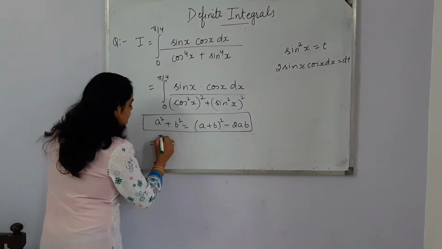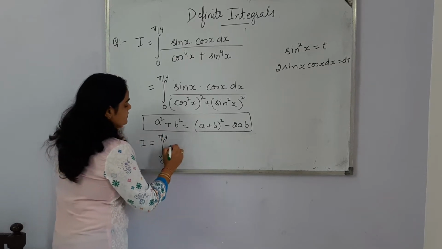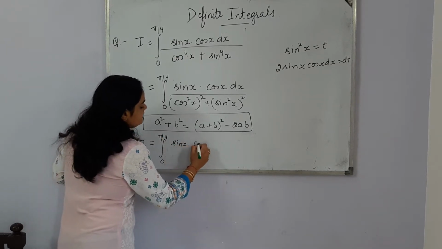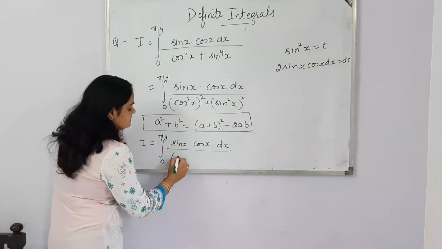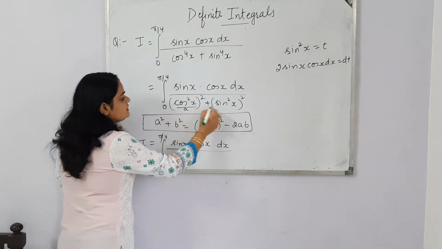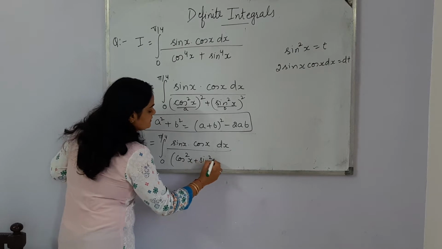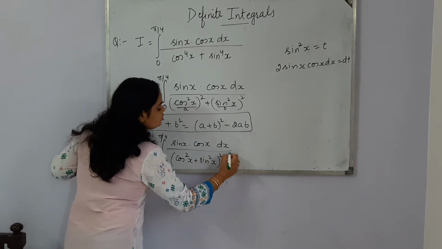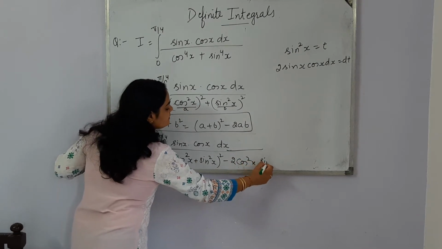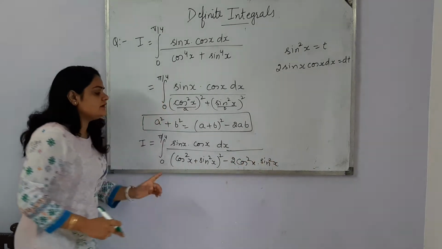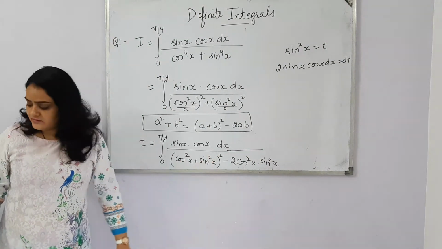So 0 to pi by 4 sin x into cos x dx, and what is a? A is cos square x and b is sin square x. So cos square plus sin square x whole square minus 2ab. What is a? Cos square x, and b is sin square x. And here the identity is applicable. Cos square plus sin square is 1. So 1 square is 1.